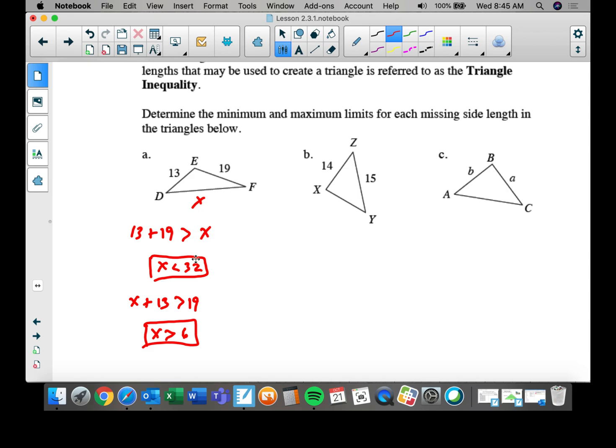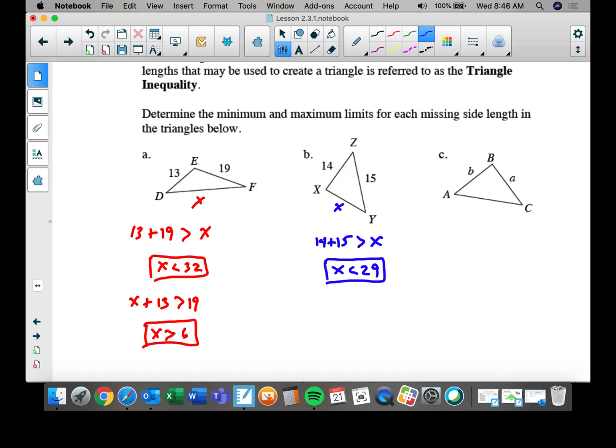Let's do one more together. If you take a look at part B here, again, let's say I call that side x. If 14 and 15 are the two smallest sides, that means 14 plus 15 has to be greater than our third side, x. If I add those up, I get 29, which I'm now going to flip the inequality around. That means x has to be less than 29.